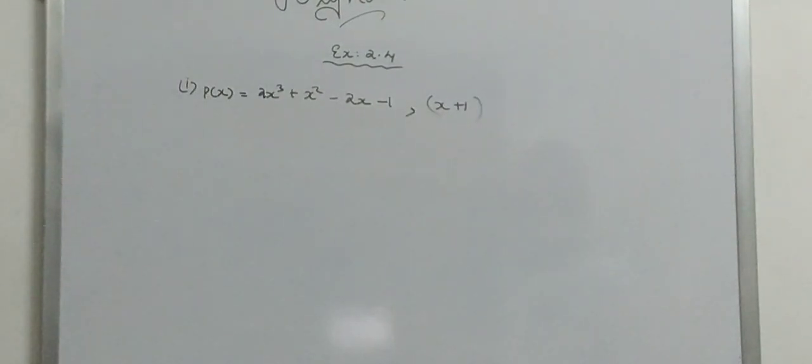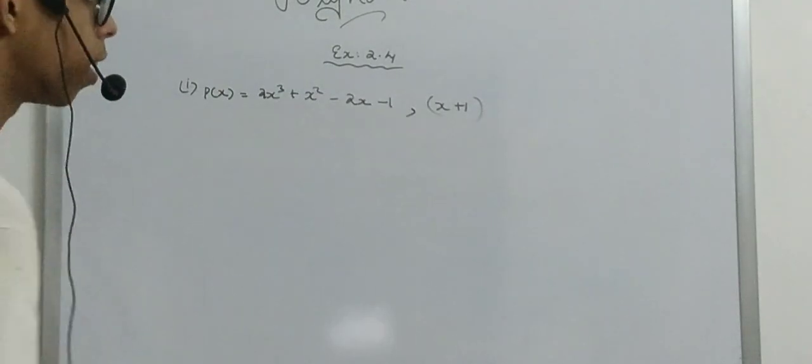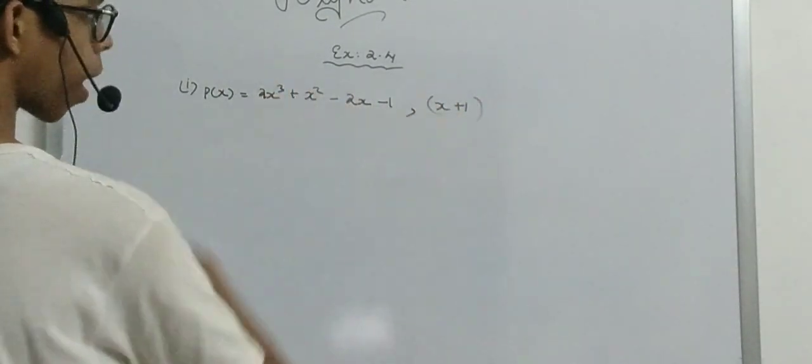So our second question is, use the factor theorem to determine whether g of x is a factor of p of x in each of the following cases. Here also it is just like the previous question. We have to see whether after substituting the value of x, we are getting remainder equal to 0. The first one is 2x cube plus x square minus 2x minus 1. We have to check whether x plus 1 is a factor of this.